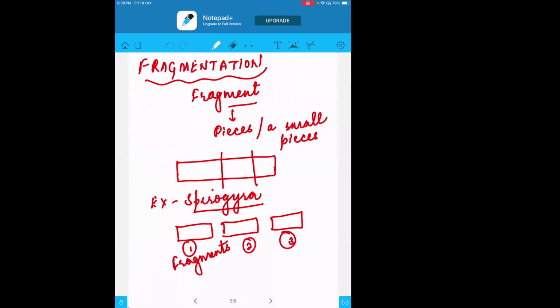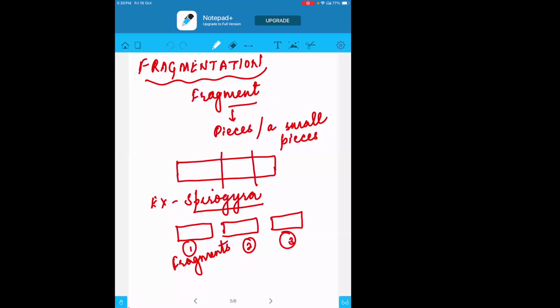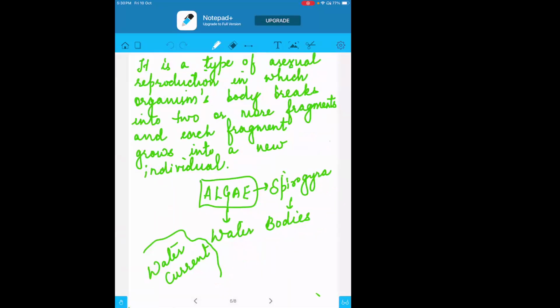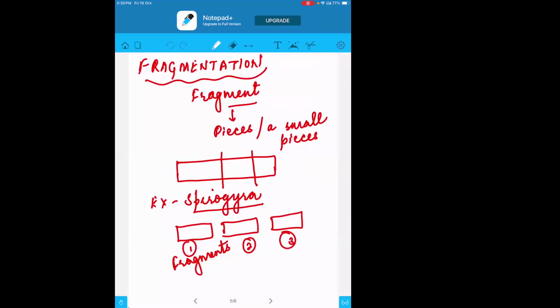So these 2 pages you need to write, then I'll be showing you a video. Ma'am, I'm done. Can I send you these pages? No. Ma'am, can you show the fragmentation? Just a minute, let me complete with the video. Okay, this is a fragmentation.